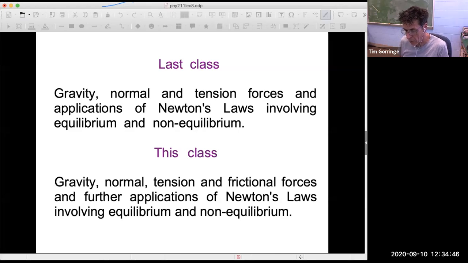So in today's class, we're going to really continue exploring, working with, illustrating Newton's laws of motion, but to gravity, normal force, and tension force, we're going to add frictional force. And so those are going to be our cast of characters. We're now going to have 4 characters: gravity, normal, tension, friction. And as we work through gravity, normal, tension, friction examples, illustrations, we'll also look at both cases of equilibrium and non-equilibrium.